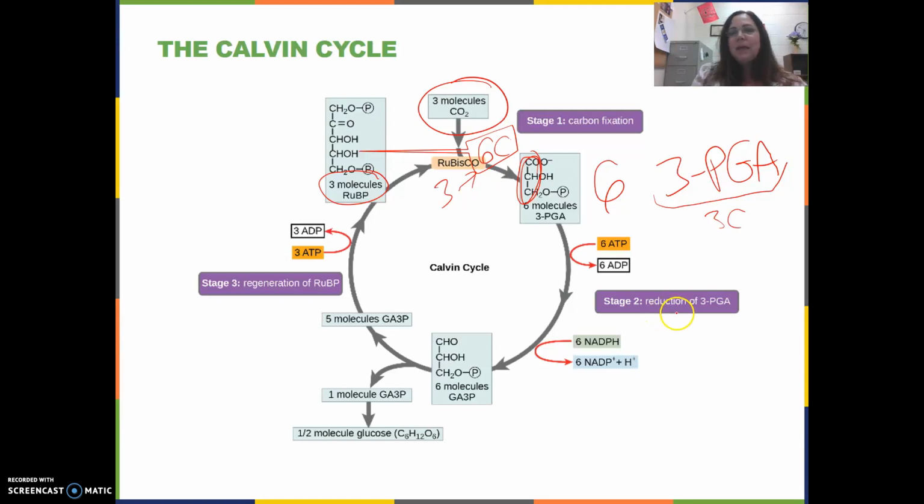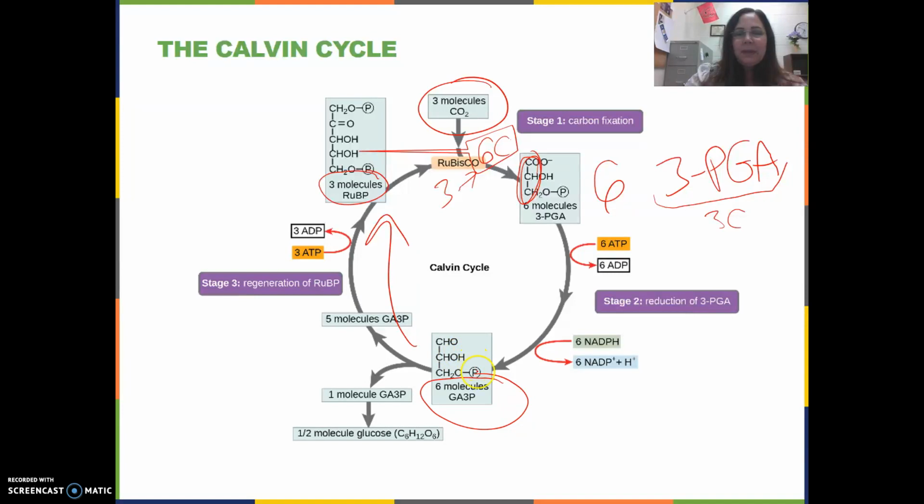And then the reduction of 3-PGA occurs from the use of ATP and NADPH. And when the 3-PGA is reduced, it produces 6 molecules of GA3P or G3P, depending on which slide you look at. So 5 of those molecules are needed to regenerate 3 molecules of RUBP. And just in case you're not making the connection, I'll tell you why.